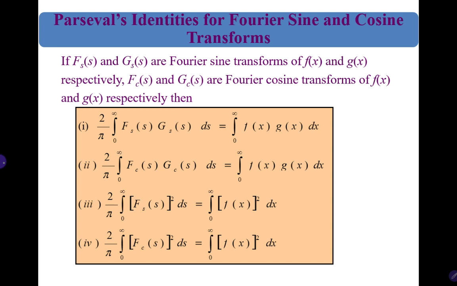In case when f of x is equal to g of x, we get 2 by pi times integral 0 to infinity Fs of s whole square ds is equal to integral 0 to infinity f of x whole square dx. The same also holds for cosine transform. So these are four identities for Fourier sine and cosine transforms. Now let us solve some problems on them.